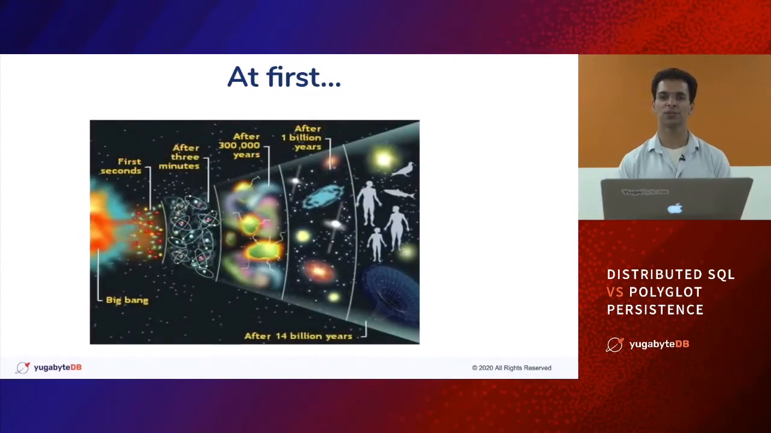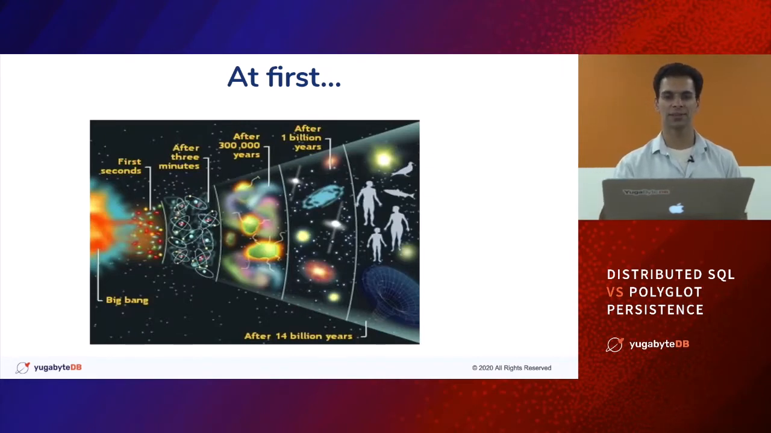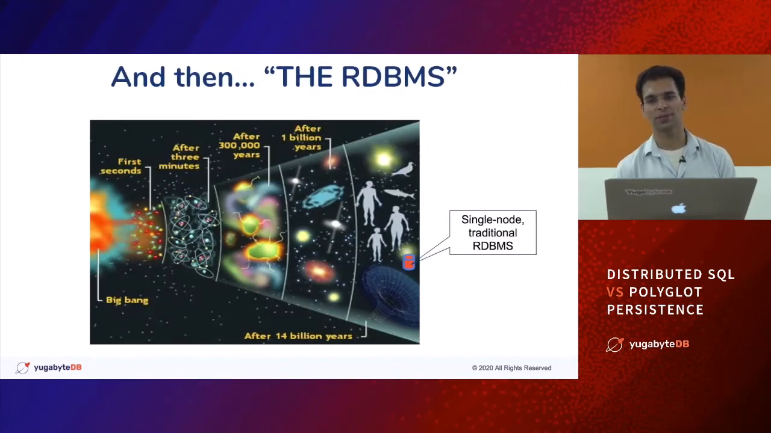At first, as we all know, there was the Big Bang, right? The universe was formed and planets were formed, Earth was formed, life was formed, all of that stuff. And then, getting more to the point, we came up with the RDBMS. This is the first real mainstream type of database that came out, the single node traditional RDBMS. Well, we can call it traditional now, but back then it was the cutting edge RDBMS. But anyways, it was a single node RDBMS.